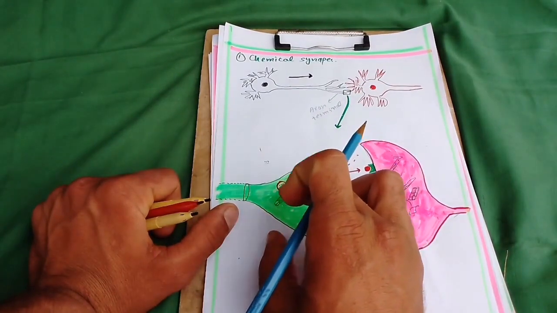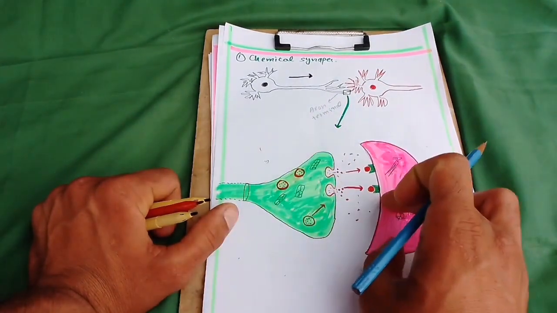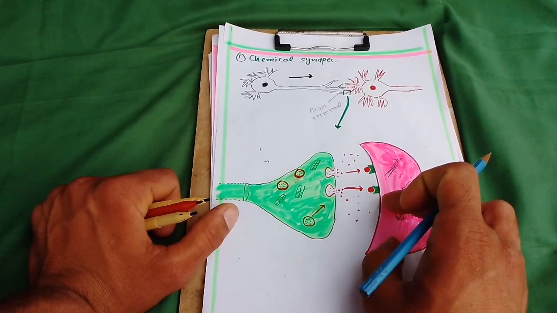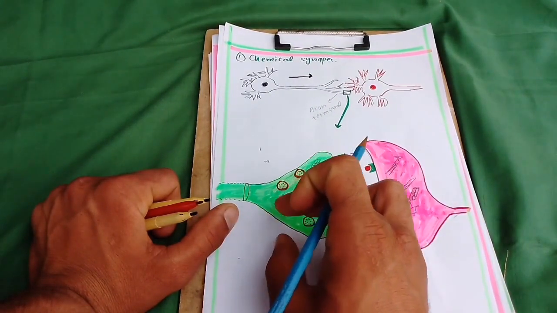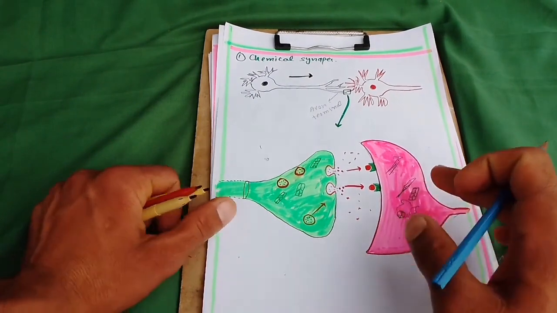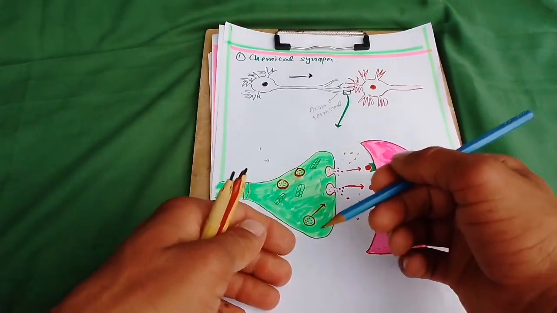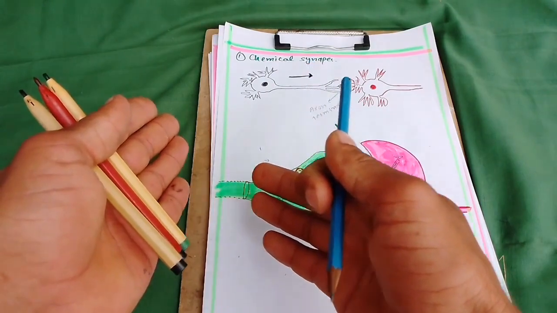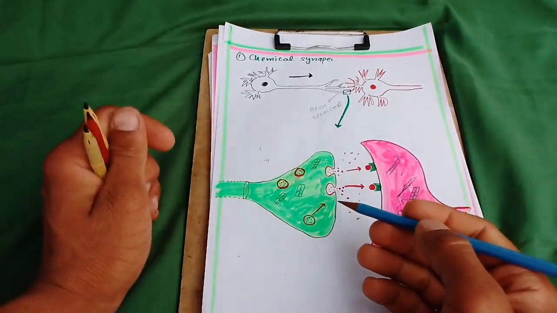How is a message passed from one neuron? This is an excitatory response. How is a message passed from one axon to another dendrite? This message is passed with the help of a neurotransmitter.